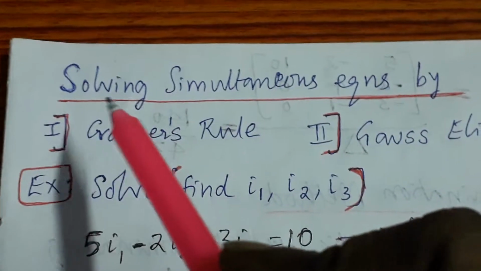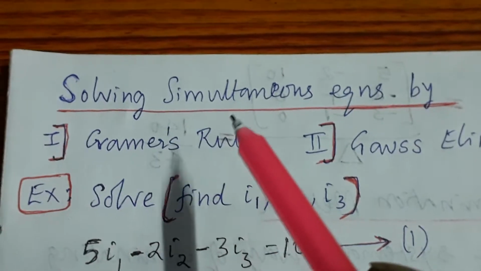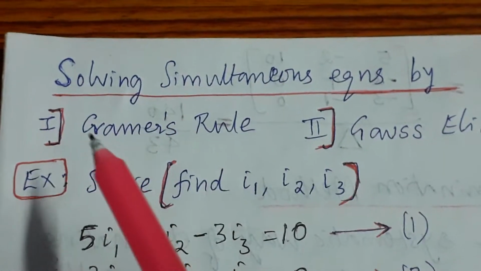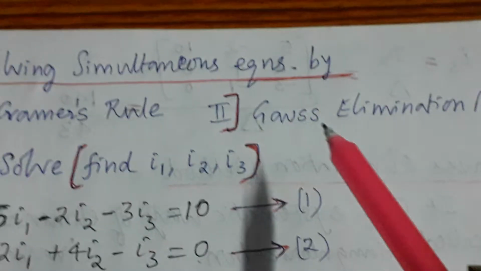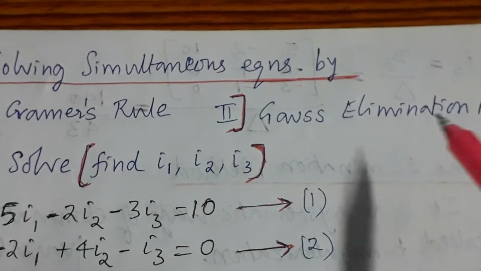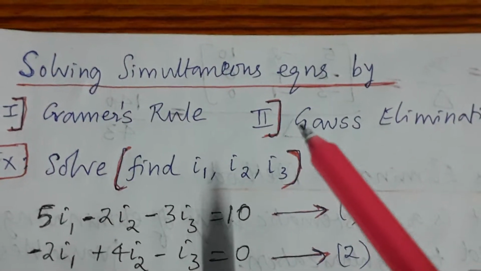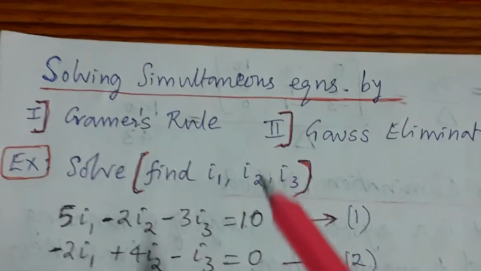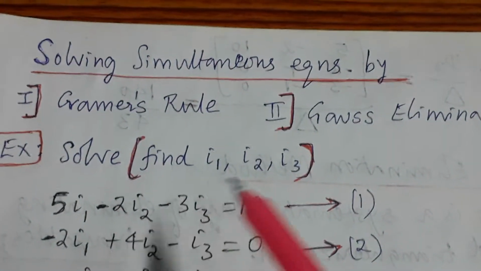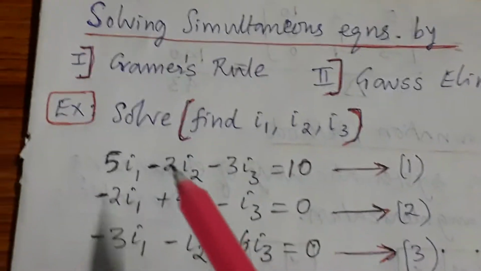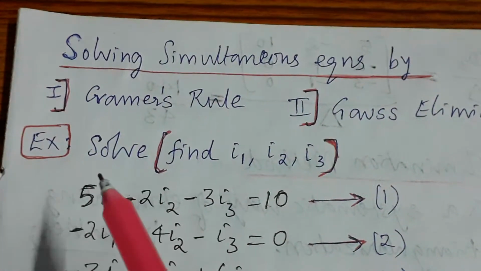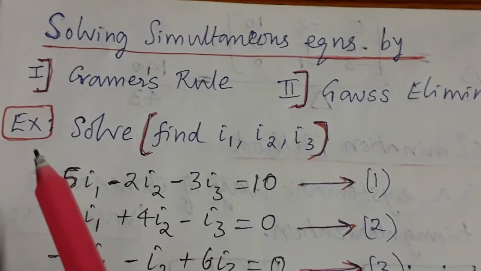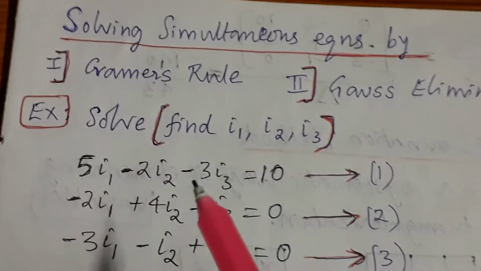So in this video we're going to see how to solve simultaneous equations by Cramer's rule, and the next one is Gauss elimination method. This video will be helpful in network theory subject or circuit analysis, whatever it may be. We will see this by a problem. Example, solve. Solve means what?